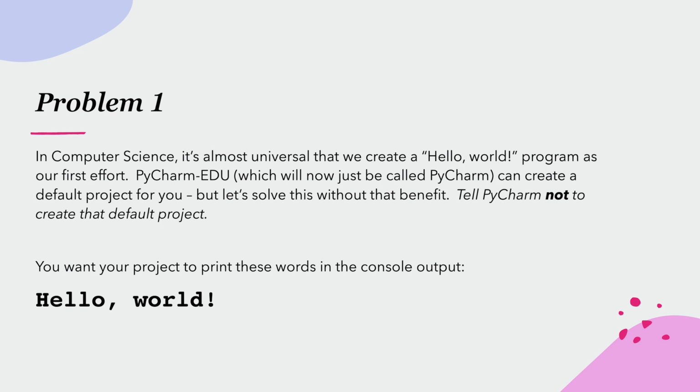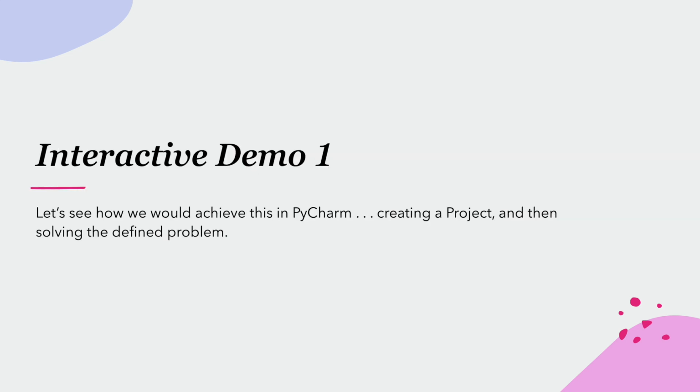You want your project to print these words in the console output. Hello, comma, space, world, exclamation point. Note the capital at the beginning. We're going to make it look exactly like that. So we're going to switch over now to PyCharm and see how we would create that project and then add a code item to it to solve the defined problem. Let's go.